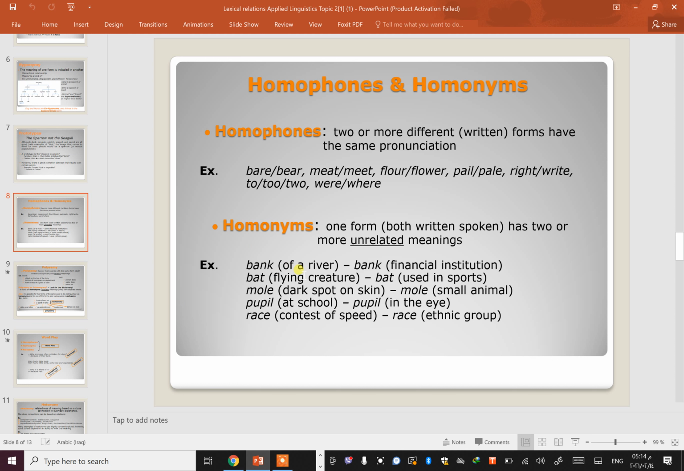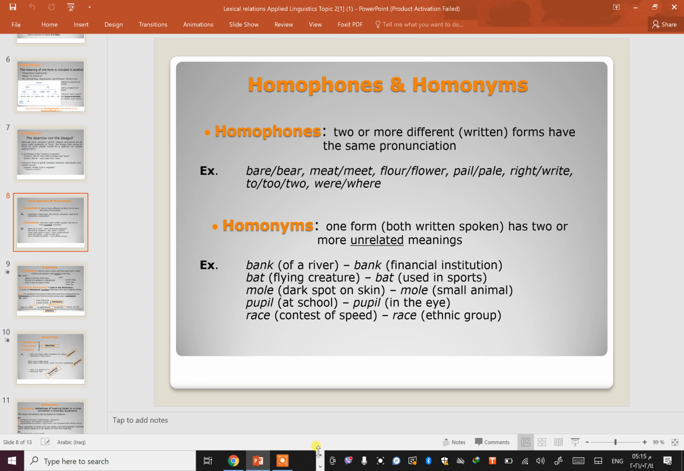So bank here, of a river, اللي هو حافة النهر. While if I say bank, it is a financial institution، مصرف. Okay, bat is a flying creature, but when I say bat, it is used in sport. Okay, mole is a dark spot on the skin. Well, we also have mole, which is an animal. Okay, pupil اللي هي طلاب, while pupil اللي هي بؤبؤ العين. Okay, so race is a contest of speed, while race is an ethnic group.